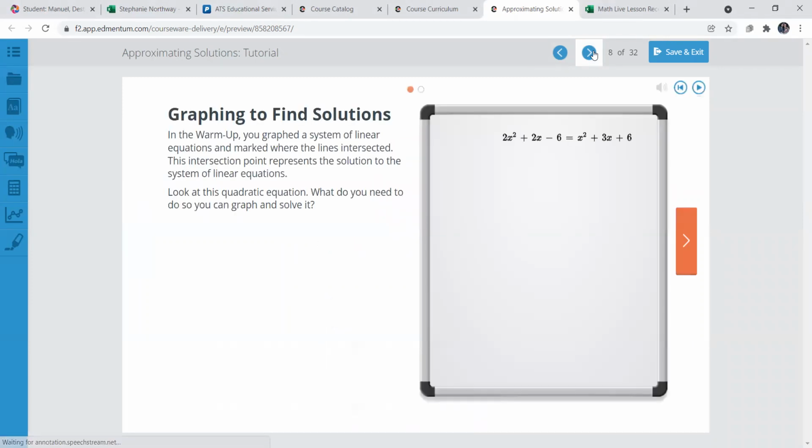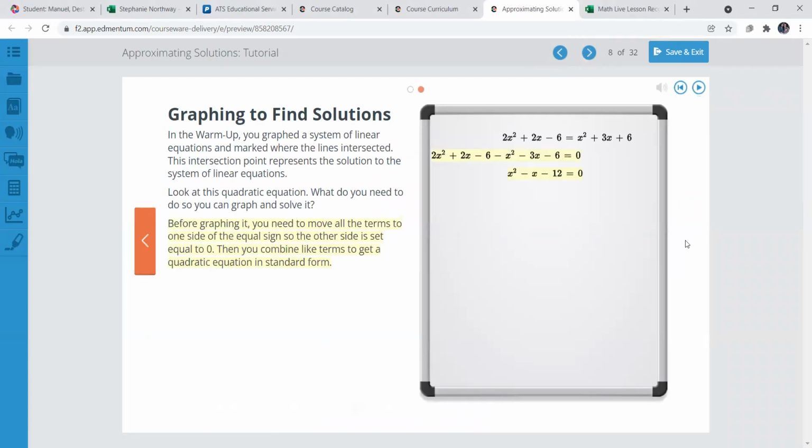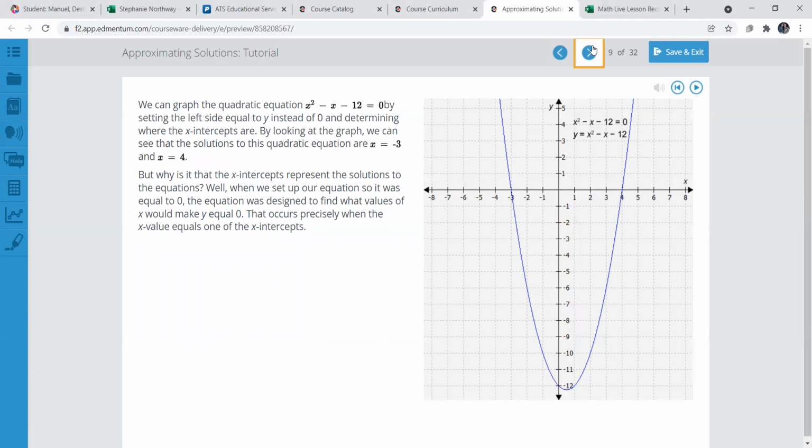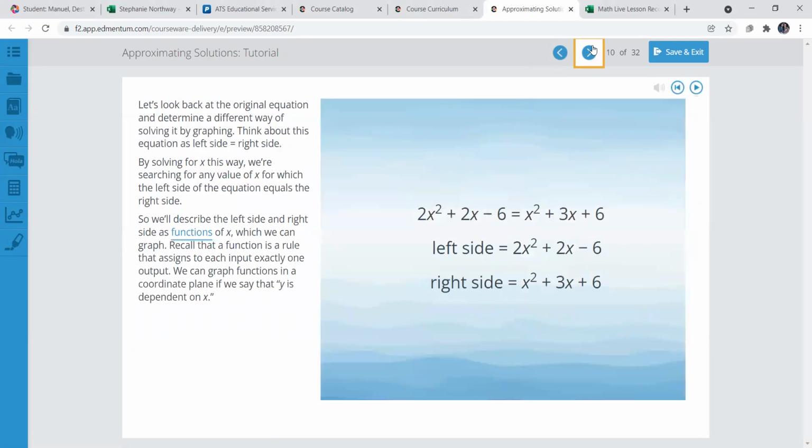So graphing to find a solution. Here's how you have to get the numbers, like everything on one side. And then once you get everything on one side, then you are able to solve the equation. So we have a quadratic equation here, and it shows you where the x-intercepts are. A quadratic equation typically has two x-intercepts. Why? Because it'll usually be some type of U shape, and it'll go on each side of the x-axis, like positive and negative, is typically how you would see something like this.